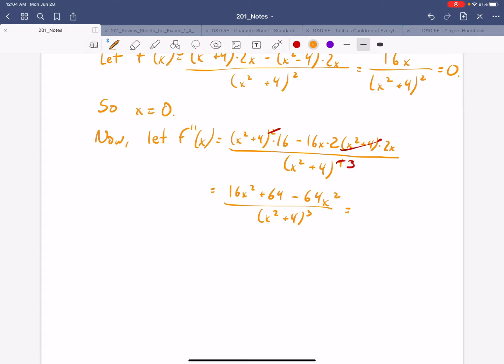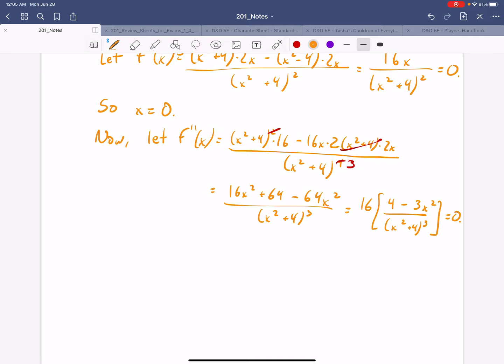Actually, before we do that, let's try to simplify it even a little bit more. Let's pull out a factor of 16. Oh, no, you know what? Never mind. Notice we've got x squared terms here and here, so we can combine those. We'll still factor out the 16, I think that's a good idea. But maybe we'll get 4 minus 3x squared. And then at the bottom, it's, of course, x squared plus 4 quantity cubed. And let that equal 0.